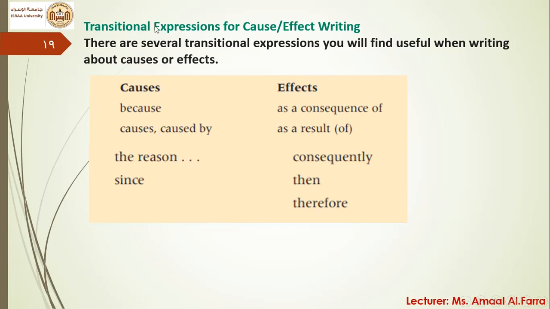What are the transitional expressions for cause and effect writing? We have these lists. And as we see, they add rhythm, they connect the ideas together, and it helps your reader move smoothly while reading your paragraph. For causes, we can use because, causes, caused by, the reason, since. For effects, we can use as a consequence of, as a result of, consequently, then, therefore.